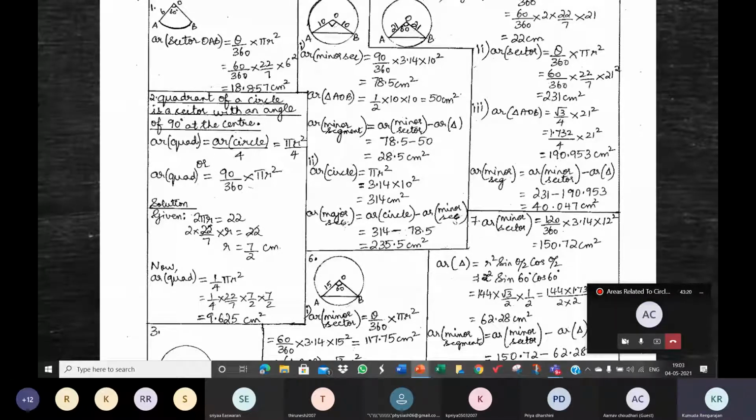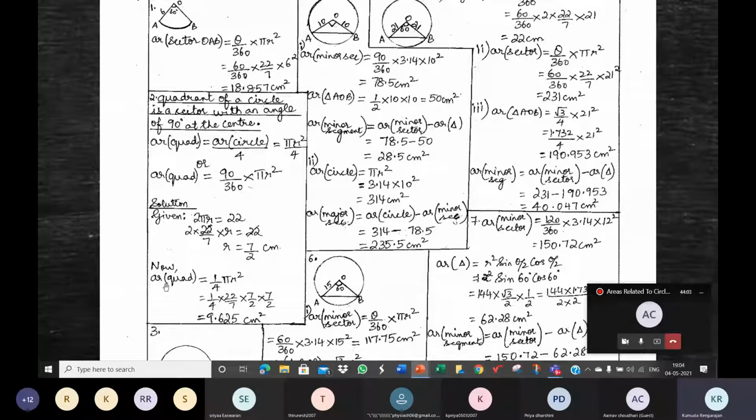Now, how does a quadrant look like? Get the picture of the quadrant in your mind. Imagine a circle and divide the circle into 4 equal parts. Each part is called a quadrant. It's bounded by 2 radii and an arc. And what is the sector angle in the quadrant? It's 90 degrees.